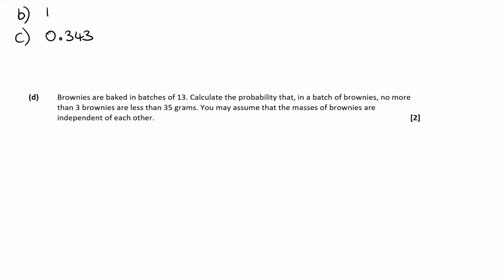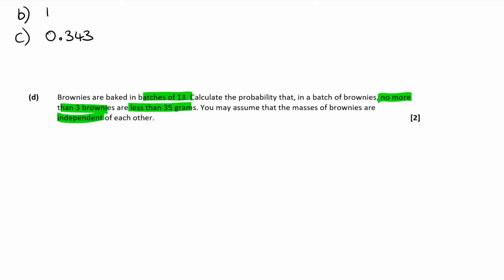The final part then, brownies are baked in batches of 13. Calculate the probability that in each batch of brownies no more than 3 brownies are less than 35 grams. You may assume that the masses of the brownies are independent of each other. So to me, this seems like a good time to use the binomial distribution. We've got a fixed number, 13. The probabilities are independent of one another. Either the brownie is going to be less than 35 grams or greater than 35 grams. Okay? Or no more than 3 brownies are less than 35 grams.